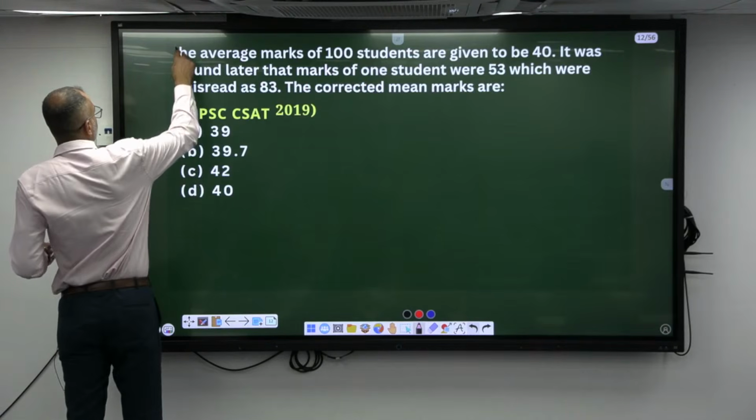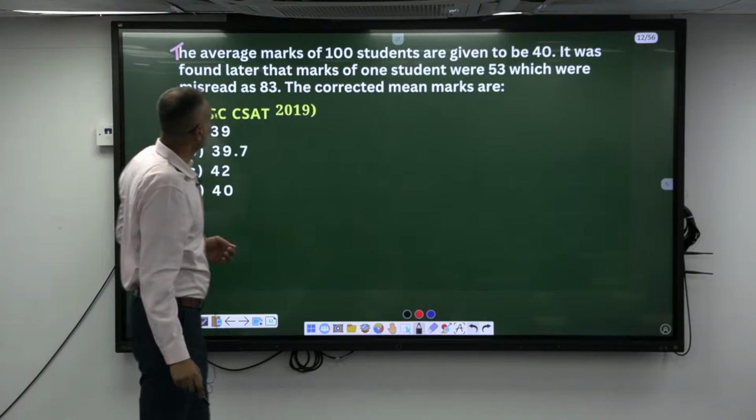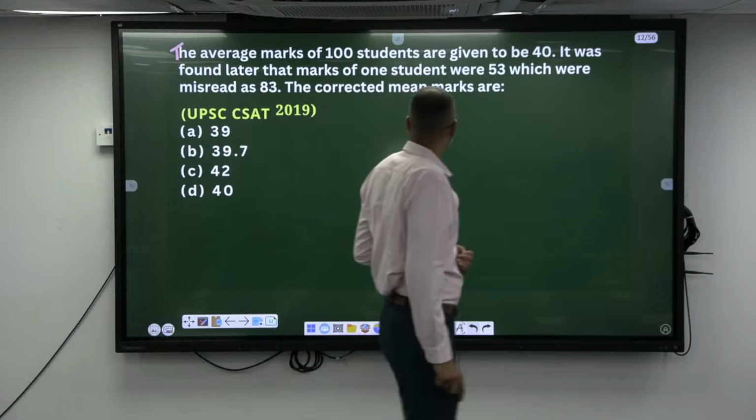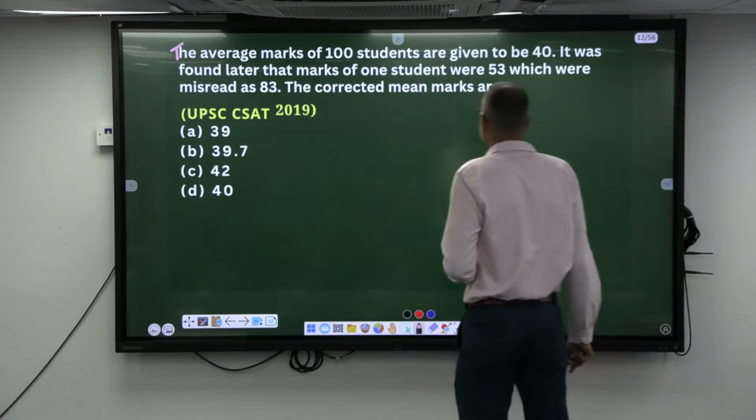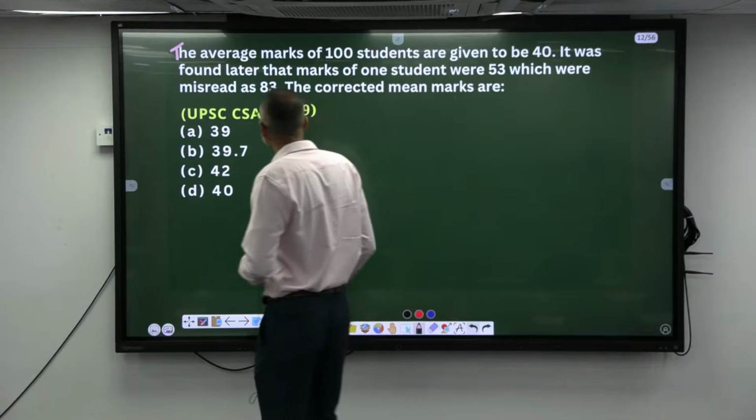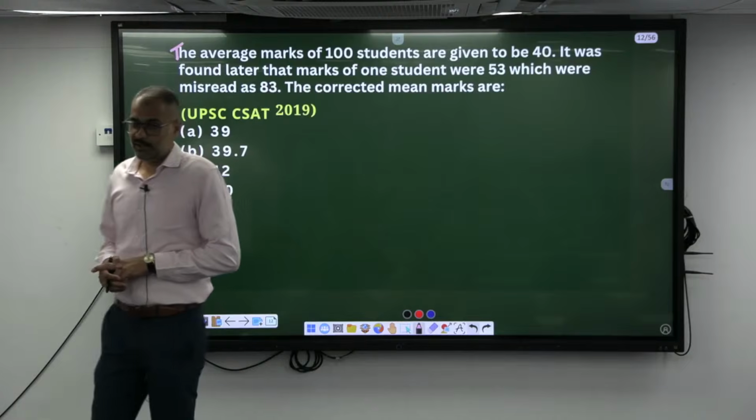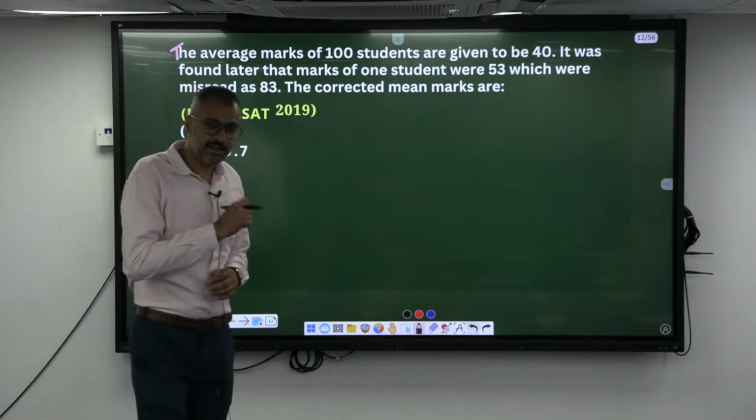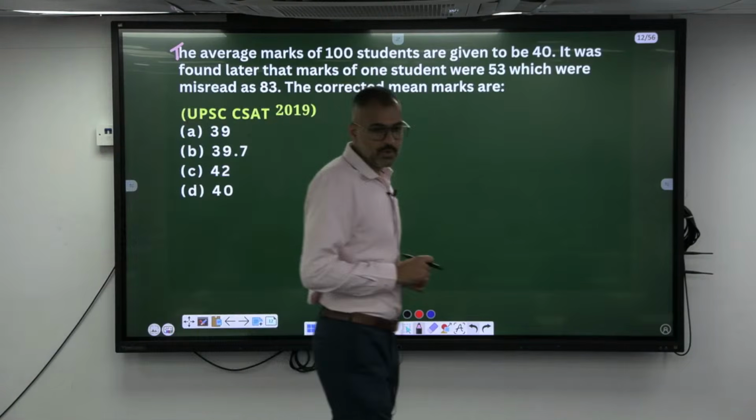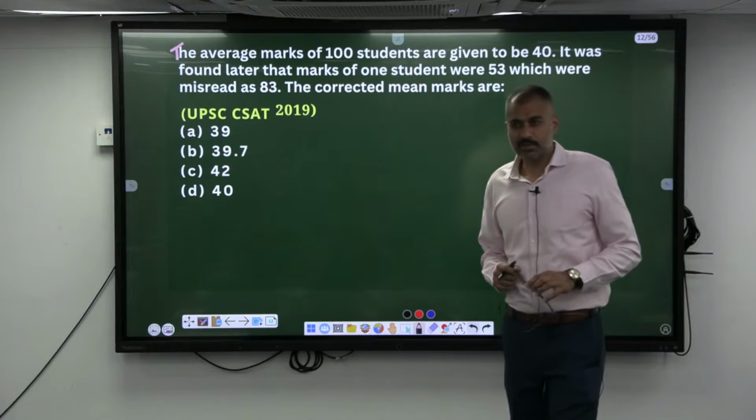The average marks of 100 students are given to be 40. It was found later that marks of one of the students were 53, which were misread as 83. Okay, now you do not misread it again. Which one is the correct value, which one is the wrong value here?